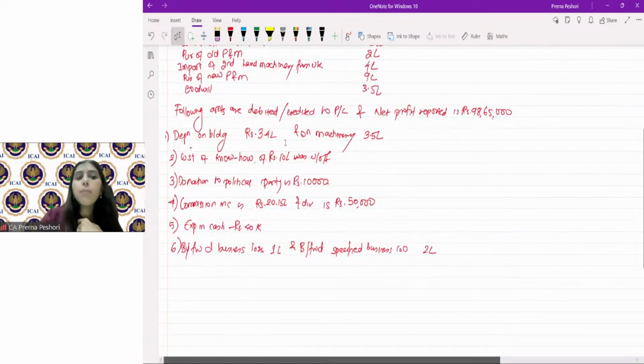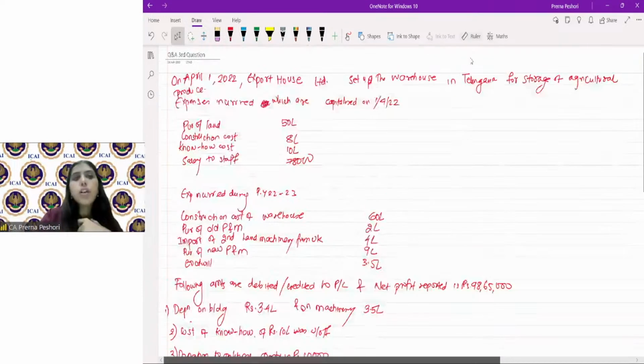Depreciation on building 3.4 lakh and on machinery 3.5 lakh. Cost of know-how of rupees 10 lakh was written off. Donation to political party is rupees 1 lakh. Commission income is 20.15 lakh and dividend is 50,000. Expense in cash 40,000. Brought forward business loss 1 lakh and brought forward specified business loss 2 lakh. So just first note down this question.